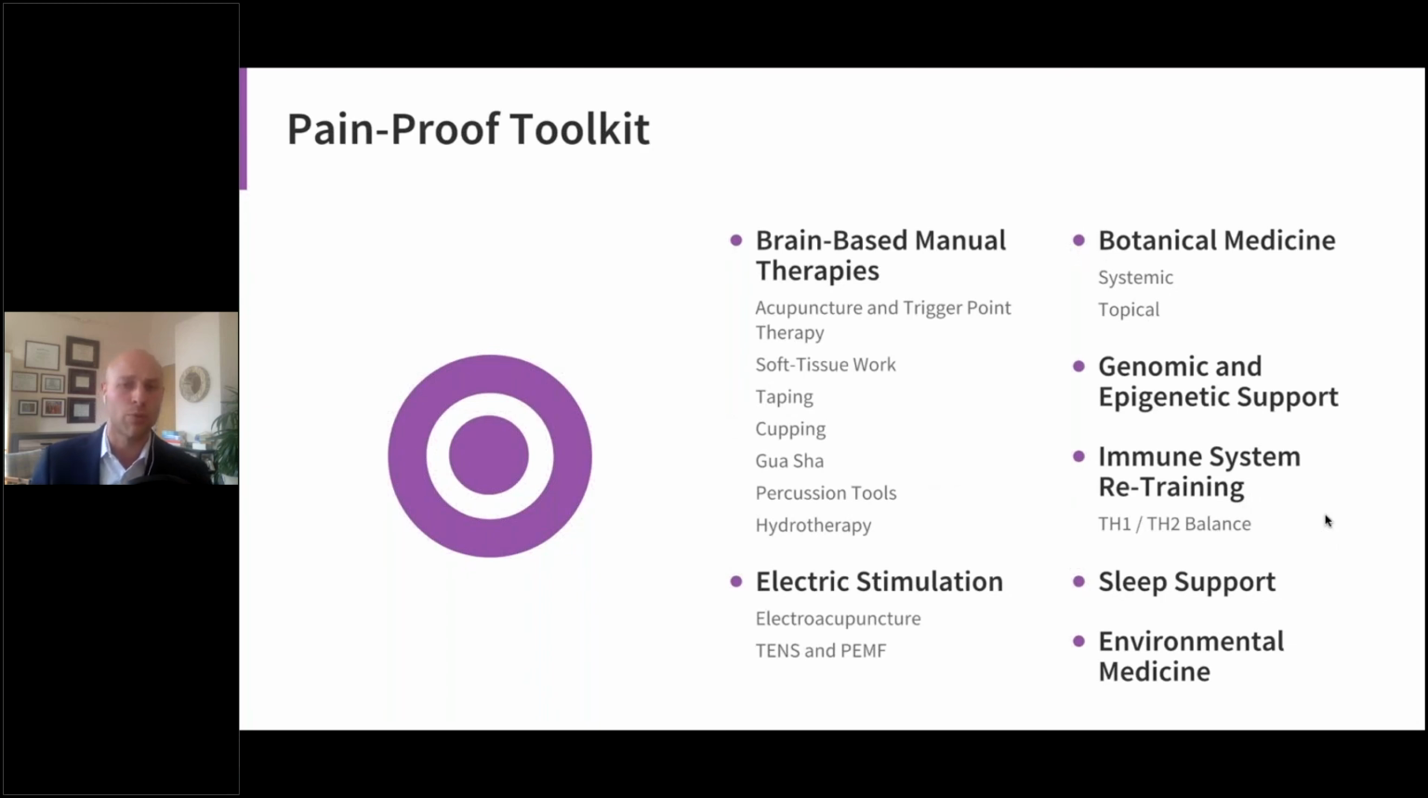I use other brain-based therapies like acupuncture in my practice. I use electric stimulation, and then all the foundational stuff. You got to help them sleep. You got to understand if there's an environmental trigger for their pain, you have to retrain their immune system. Sometimes look at genomics. And of course, we use botanical medicine a lot in naturopathic medicine.